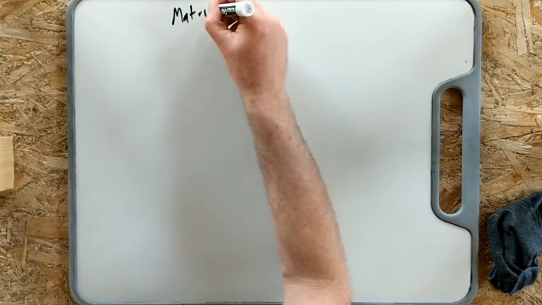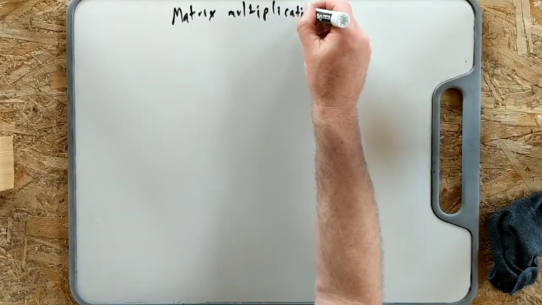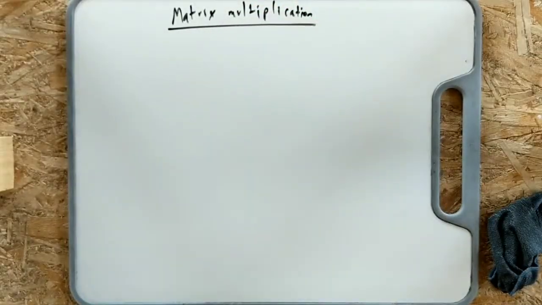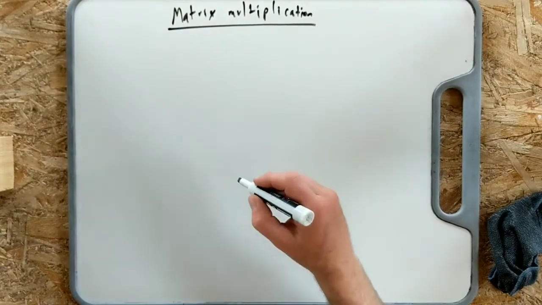Matrix multiplication. This is the most complicated one. Do look through the notes first to see an example of how you do it, but let me give you an example with numbers.